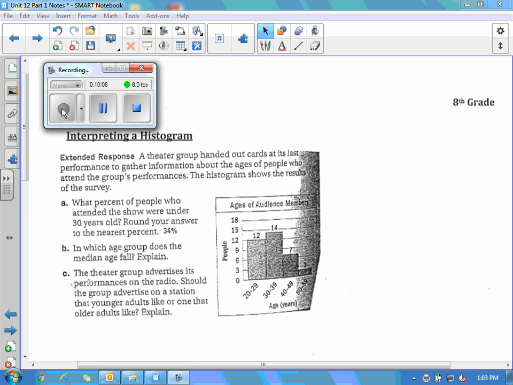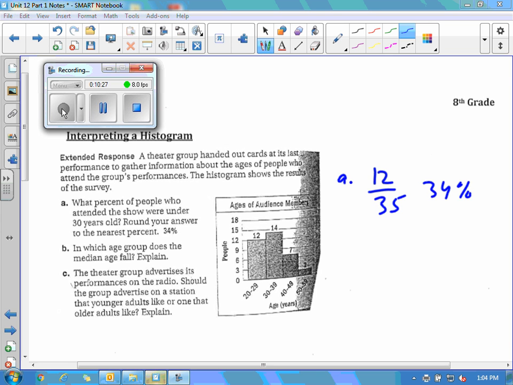Okay. To find the percent, we want the number who were under 30, which would be 20 to 29. So there's 12 people that were under 30. And then we need that over the total amount of people. So that'd be 12 plus 14 plus 7 plus 2, which is going to give you 35. Okay, and then if we turn that into percent and round it, we get 34%. Part B says, in which age group does the median age fall? Remember, median means determine order from least to greatest. You find the one in the middle. So if you look at our histogram, if you look at how many people there were, you can see that our median lands between 30 and 39.